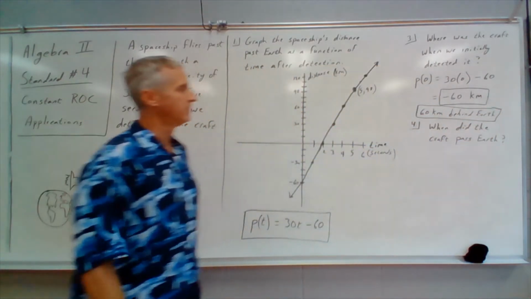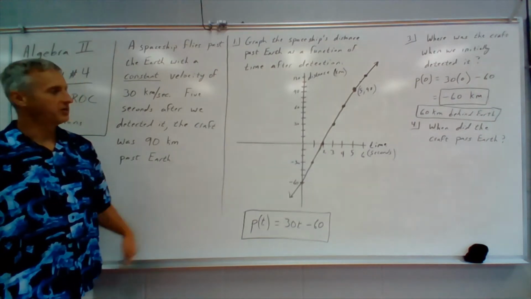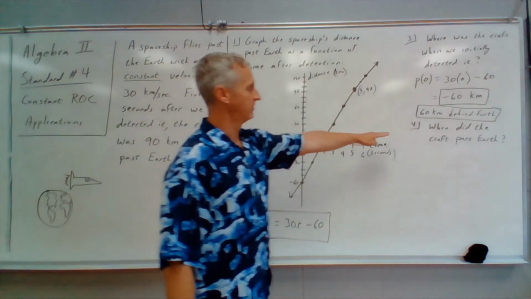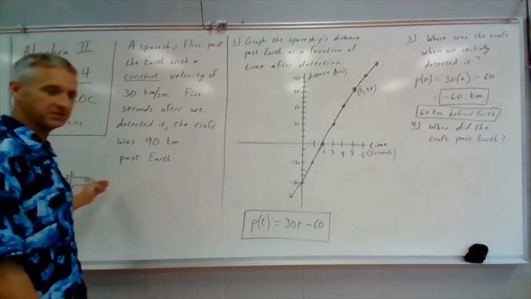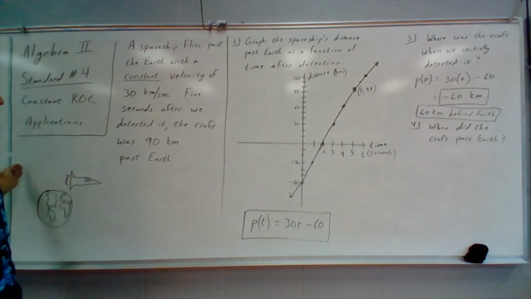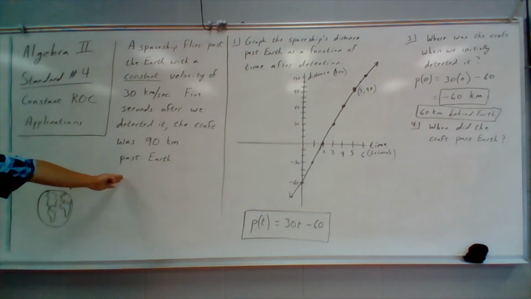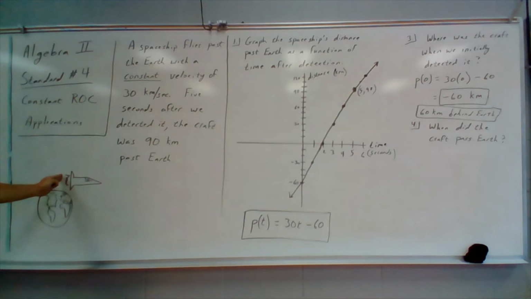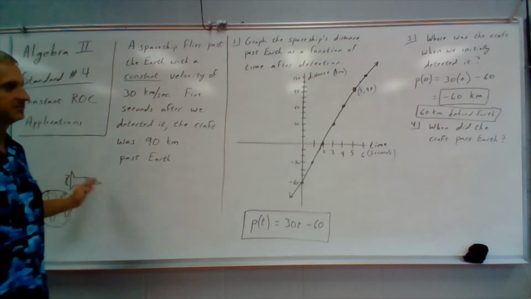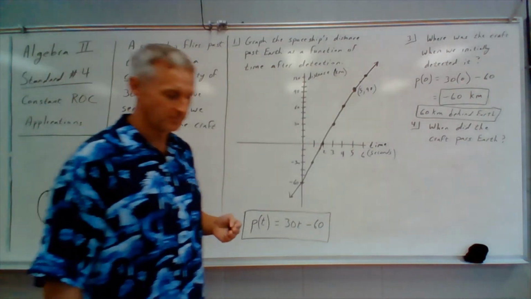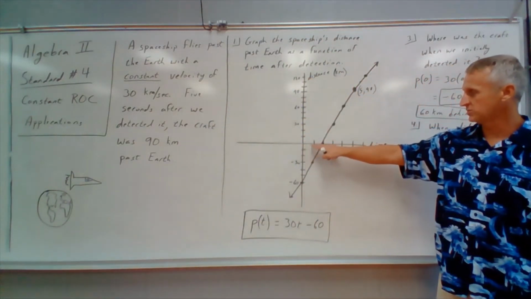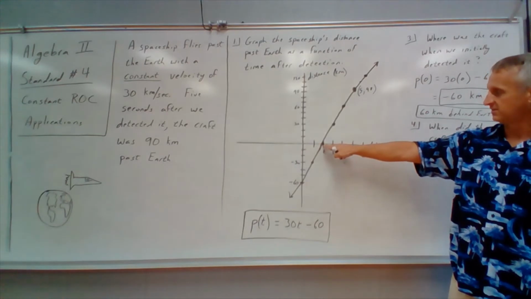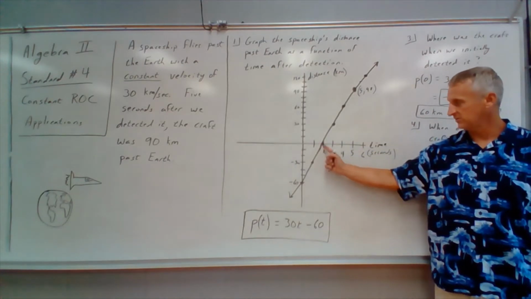When did the craft pass Earth? If negative distances are to the left of the Earth or behind it, and positive distances are to the right of Earth or in front of it, what distance were you from the Earth as soon as you passed it? Well, your distance would be 0. So what we're hunting for in that case is a distance of 0. So we're trying to find the x-intercept, and we've already got that plotted here. The x-intercept is at 2 seconds.